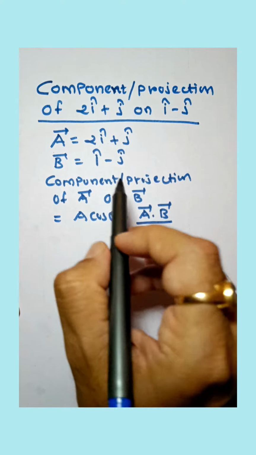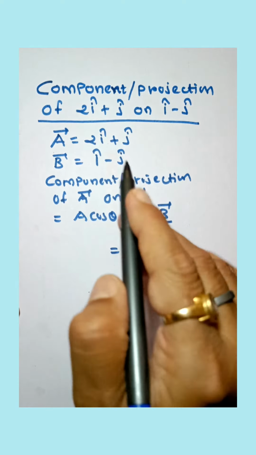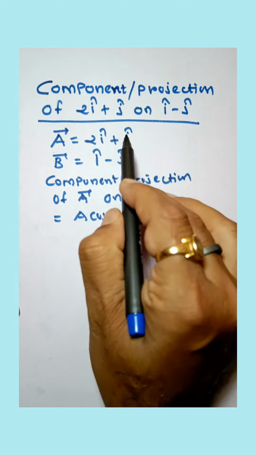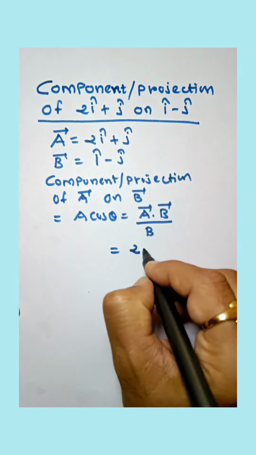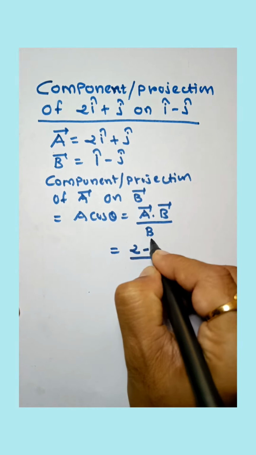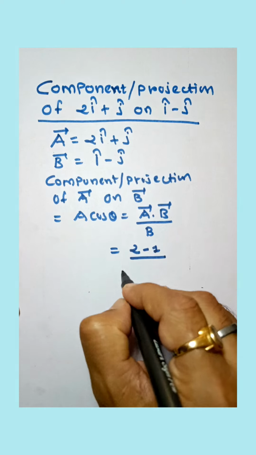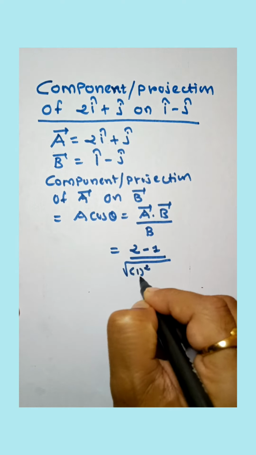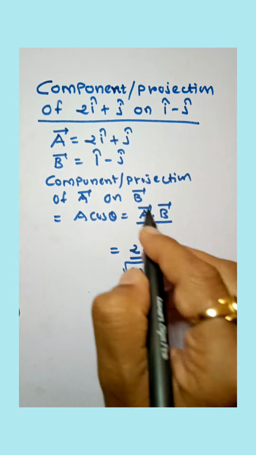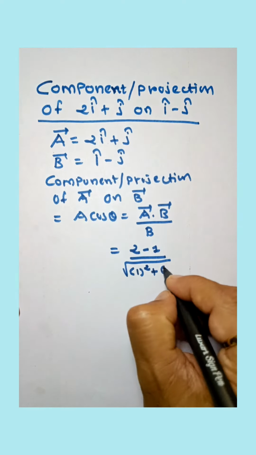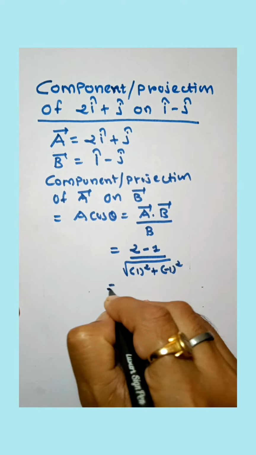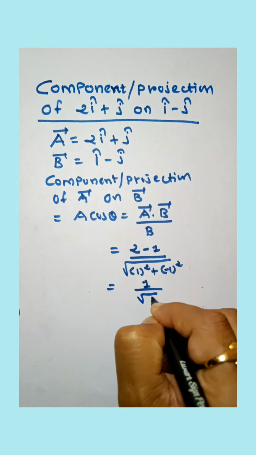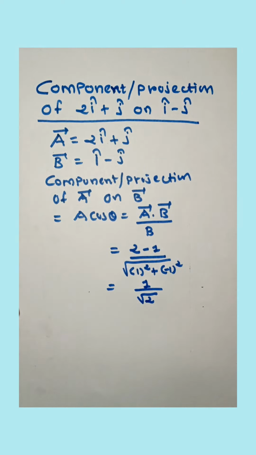Now what is A dot B? 2i caret dot i caret, that is 2. j caret dot minus j caret, that is minus 1. B, magnitude of B vector is square root of coefficient of i, that is 1 square, plus square of coefficient of j, that is minus 1 square. So answer is 1 upon root 2. Thank you.